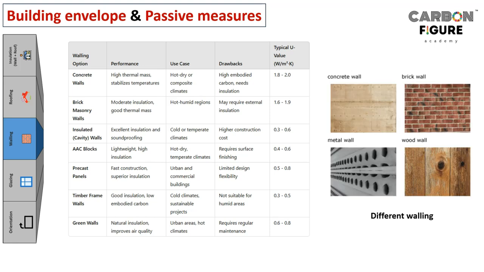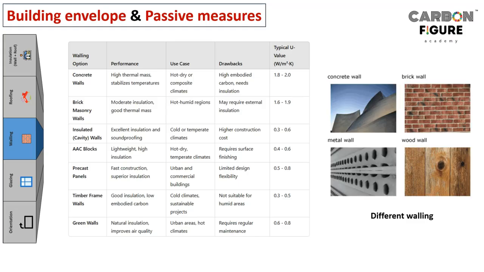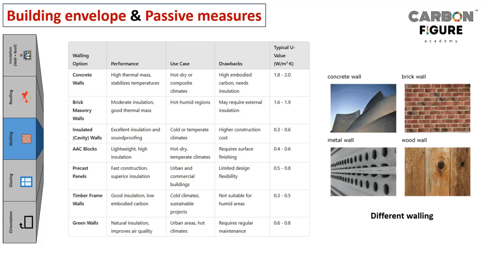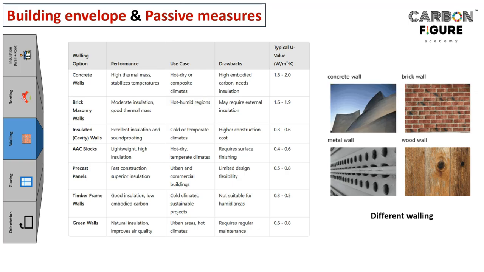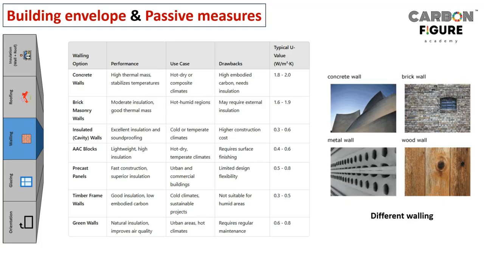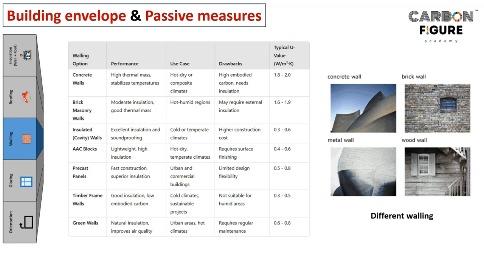So then precast panels, I don't know, prefabricated wall. It can be used for fast construction, superior insulation, and is typically used in urban and commercial buildings. There is limited design flexibility because of its fabricated scenario. Its typical U value is good, 0.5 to 0.8. So precast AAC blocks is almost the same.